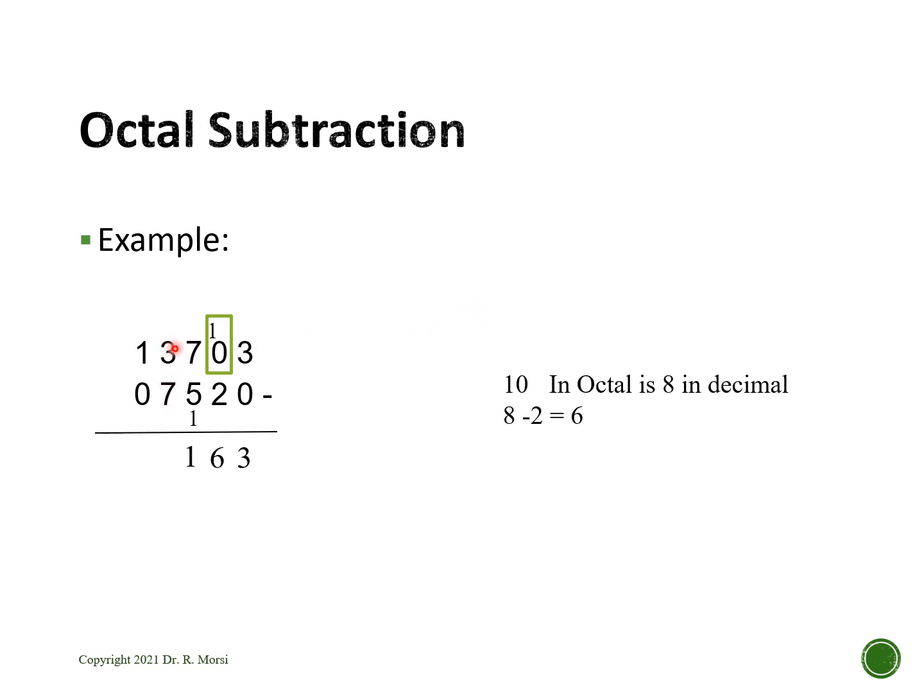Now my next column is a 3 take away 7. That won't do. So I'm going to borrow from down here. I'm going to add 1 down here and take it up as a 1, 3 in octal. So 1, 3 in octal is actually an 11. Why? Well, sorry, yeah, 11 decimal.